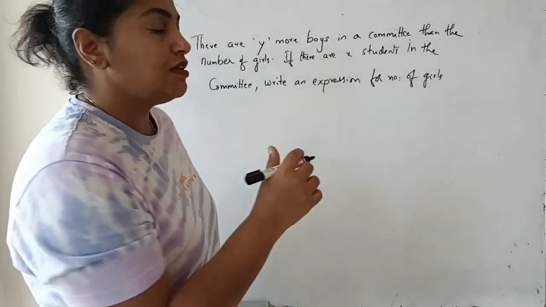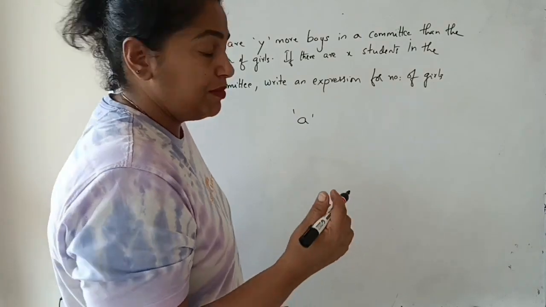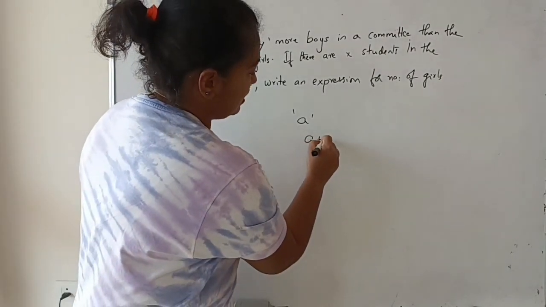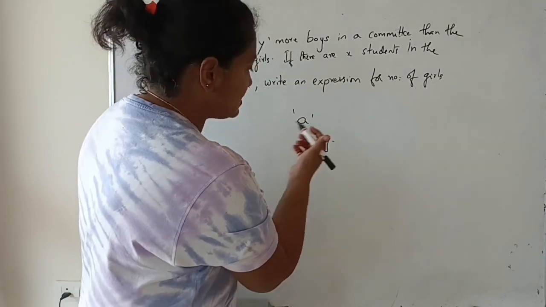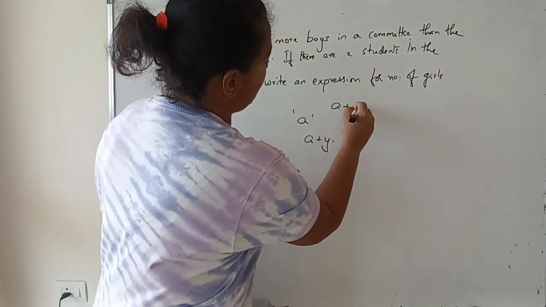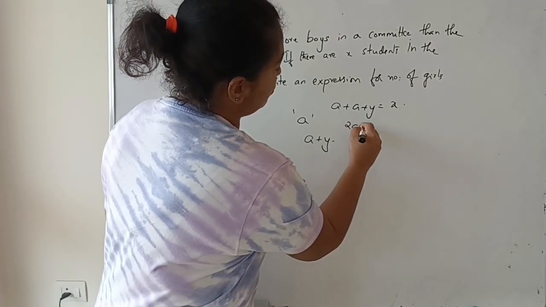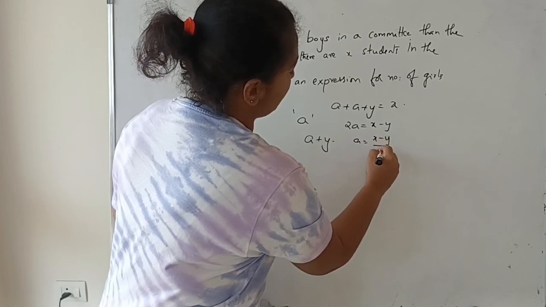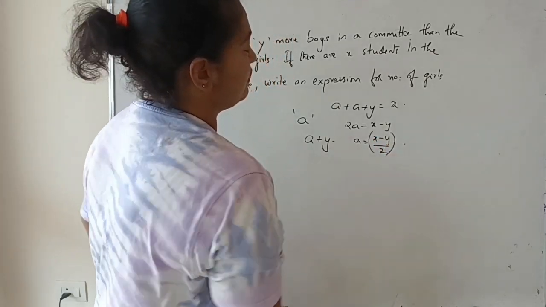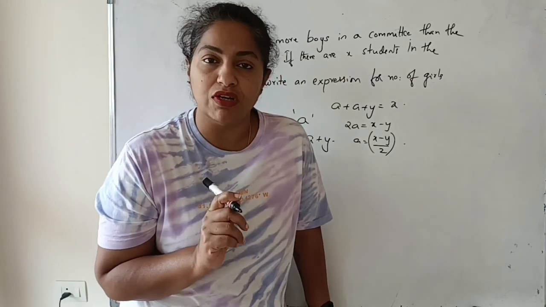Okay. Now, let us take the number of girls as a. Y more boys in the committee means the number of boys will be a plus y. So, what is the total number of girls and boys in the committee? It is a plus a plus y. That is equal to x, or I can say 2a is equal to x minus y, or a is equal to x minus y by 2. This is a linear expression for finding out the number of girls.